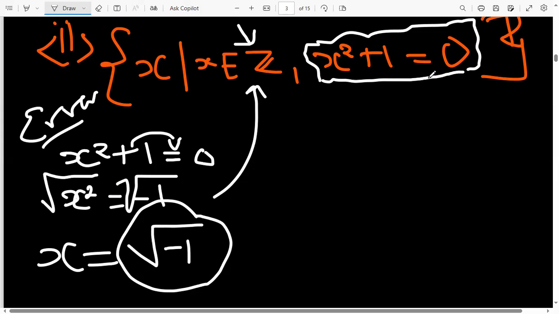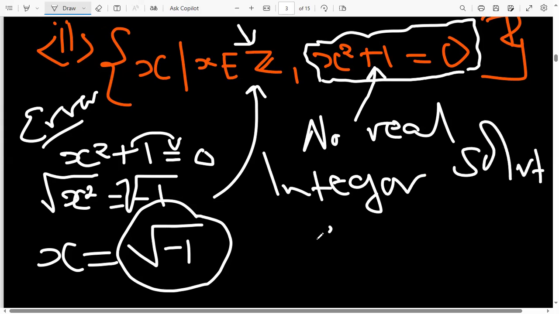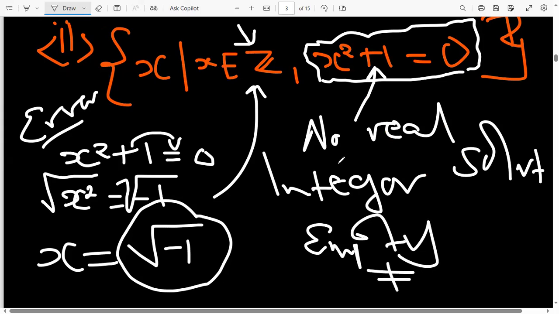So what does that mean for our set? Is it empty or does it have something? It means the set is empty, because this equation does not have a solution. So you can write: no real integer solution. This set is empty because its formula does not give any answers when you're considering the set of real integers. So the second one you can classify as an empty set, because we can't find real values there.